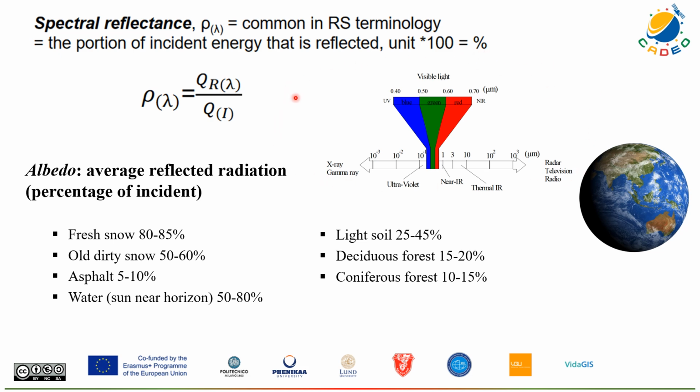We see also the electromagnetic spectrum here. We have the short wavelengths here, the gamma rays and X-rays. And here we have the visible part of the spectrum, where we have the blue wavelengths, the green wavelengths, and the red parts of the spectrum. And then we have longer wavelengths on this axis towards near infrared, thermal infrared, and radar, television, radio.